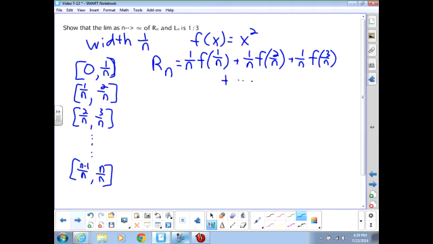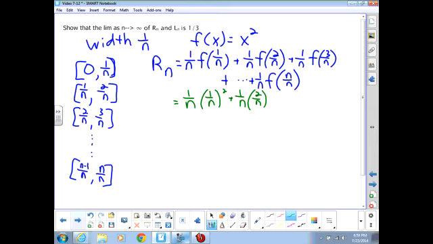And this will keep going all the way till 1 over n times f of our last right-hand endpoint, which is n over n. Okay? And we'll just put the plus dot, dot, dot in the middle there to show that it keeps going. Well, what we're going to do is neaten this up a little. We know our function's f squared. So what we really have is 1 over n times 1 over n squared plus 1 over n times 2 over n squared plus 1 over n times 3 over n squared plus dot, dot, dot. And the last one you'll have is 1 over n times n over n squared.